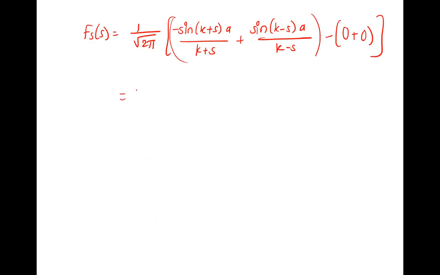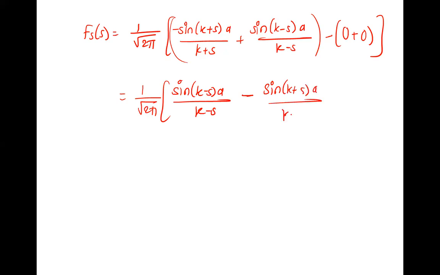Done. It is like 1 upon root 2 pi, sine positive I'll write first, sine (k minus s)a upon k minus s minus sine (k plus s)a upon k plus s. Done. This is the required Fourier sine transform. But just check everything is in s. There should not be x finally. It should have been removed. Any doubt? No, ma'am.